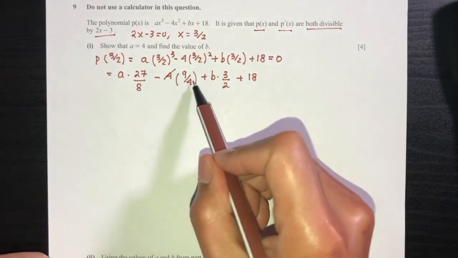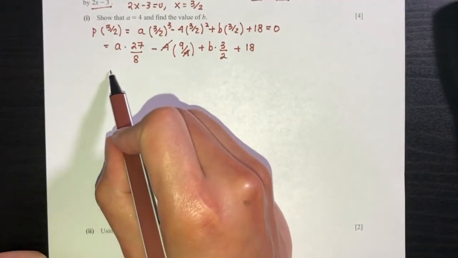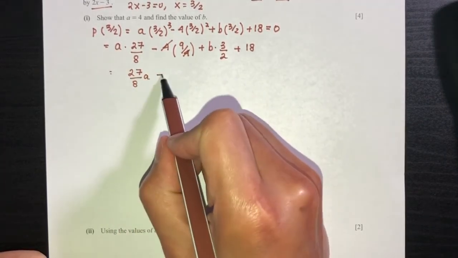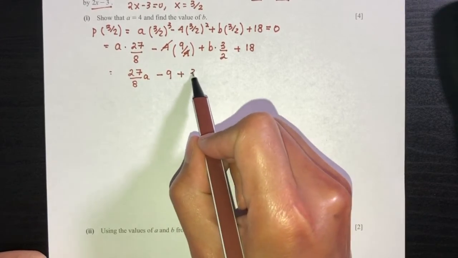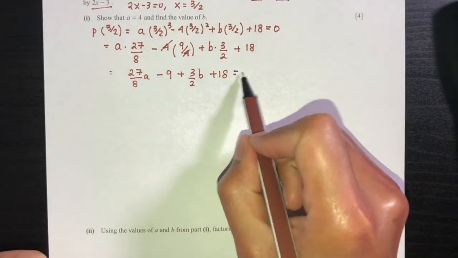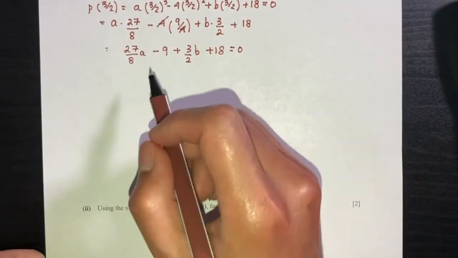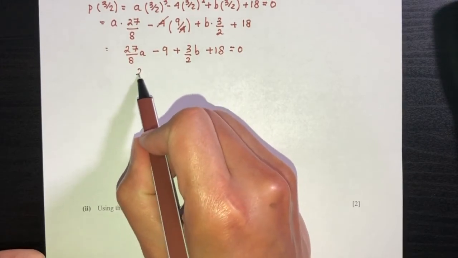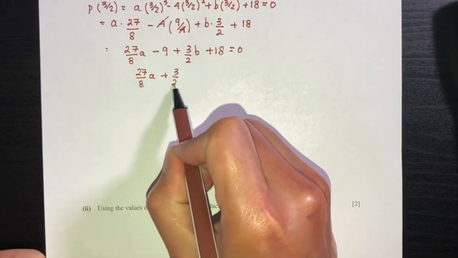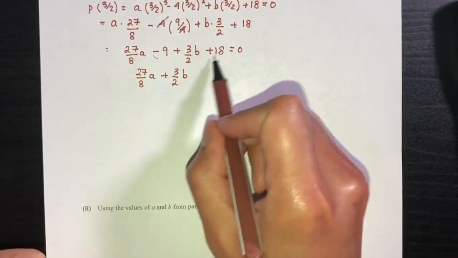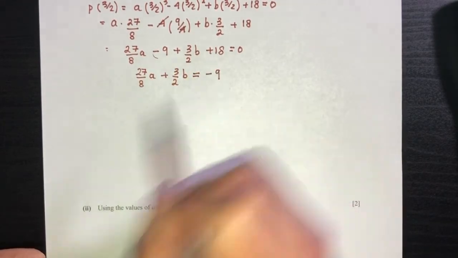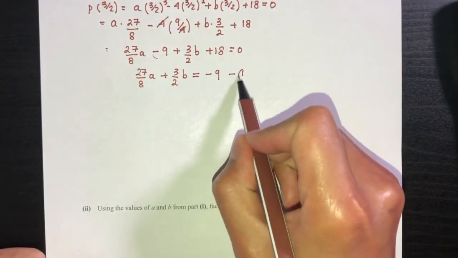If you simplify, this one goes away. That will be 27/8a minus 9 plus 3/2 b plus 18, that is equal to 0. So if you simplify again, let's do 27/8a plus 3/2 b minus 9 plus 18. That is plus 9, but if you send 9 over here, that will become minus 9. That is your equation number 1.